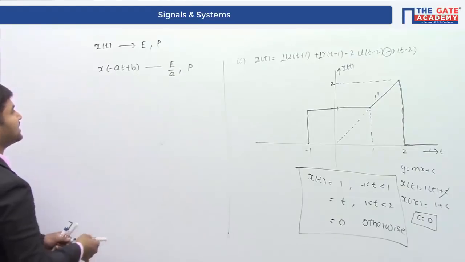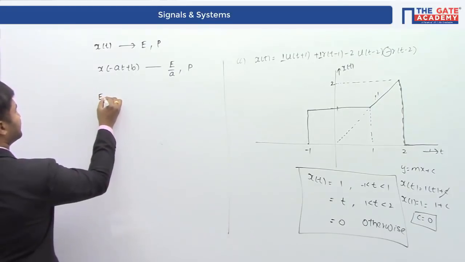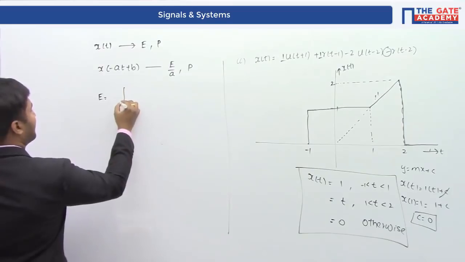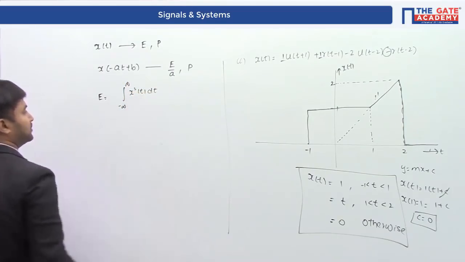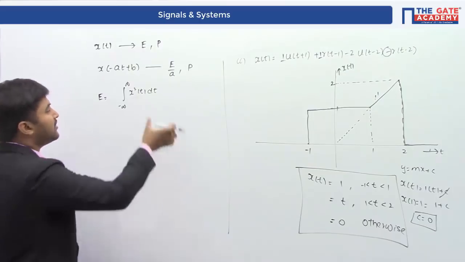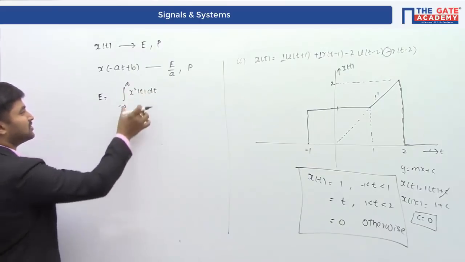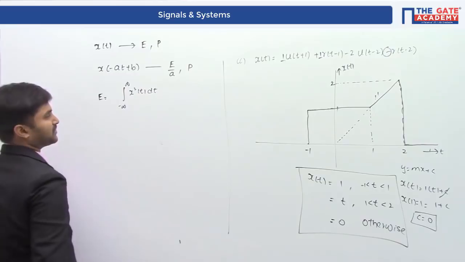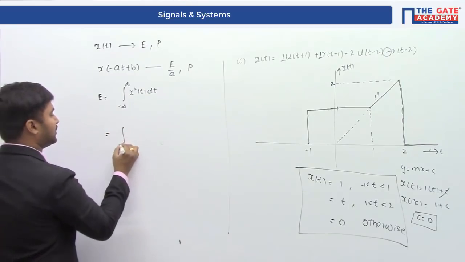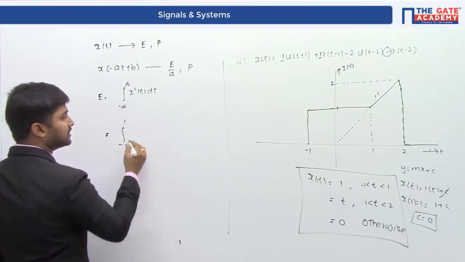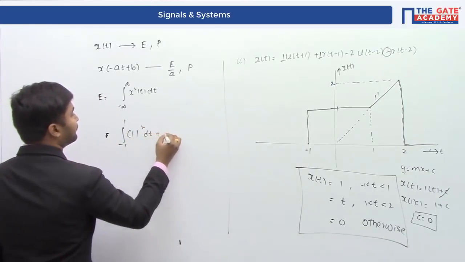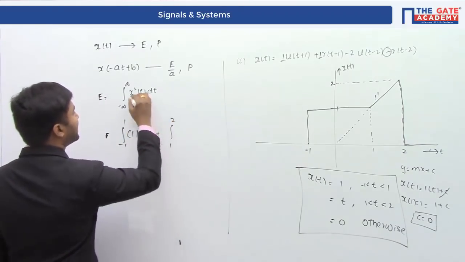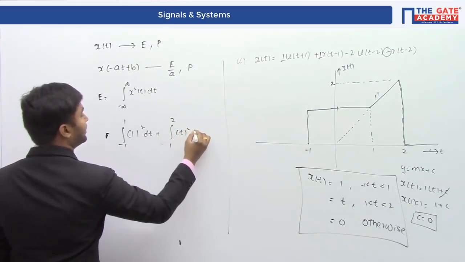So let us find the energy first of all. The energy of the signal is given by the integral from minus infinity to infinity of x square of t dt in the case of a real valued signal. If it's a complex valued signal, we will add a mod also: mod of x of t whole square dt. So now we know from -1 to 1, the amplitude of the signal is 1, so 1 square dt, and from 1 to 2, x of t is nothing but t, so t square dt.